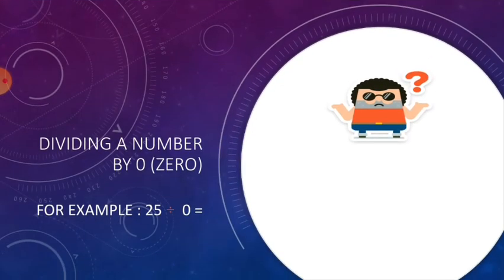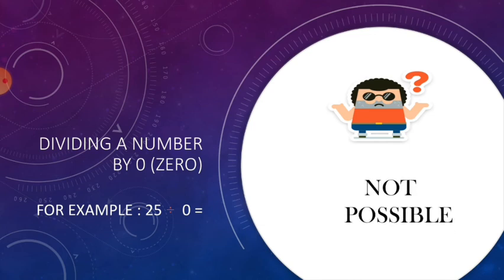Now, next property, dividing a number by 0. If we have to divide any number by 0, suppose we have to divide 25 by 0. How can we divide it? As in the table of 0, we don't have any number. So, dividing any number by 0 is not possible.